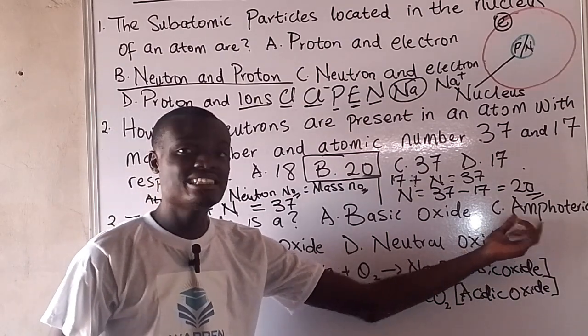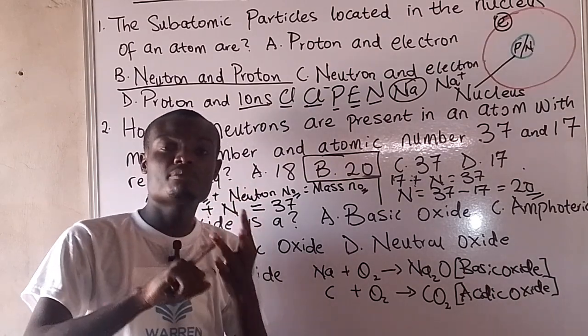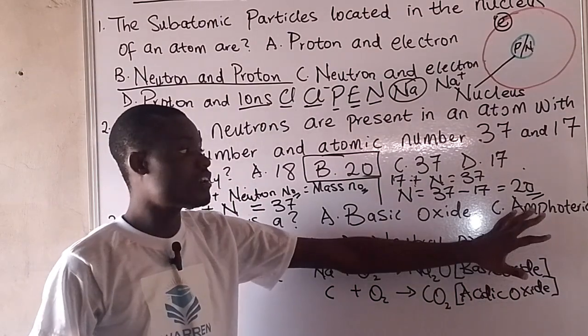So for amphoteric oxides, they have the ability to exhibit two properties. They exhibit properties of acid and they exhibit properties of base. So that's why they are called amphoteric oxide.